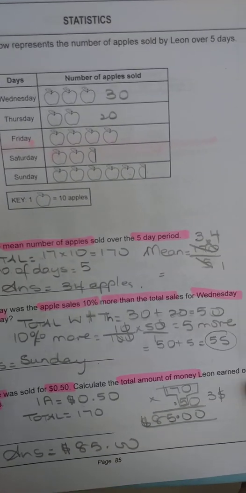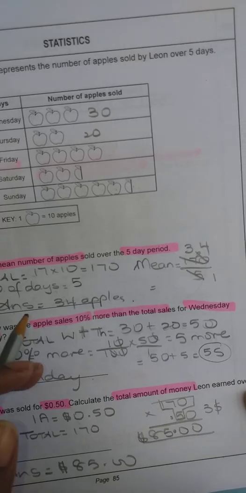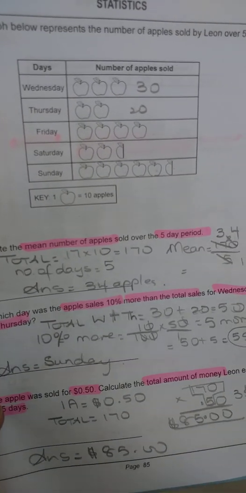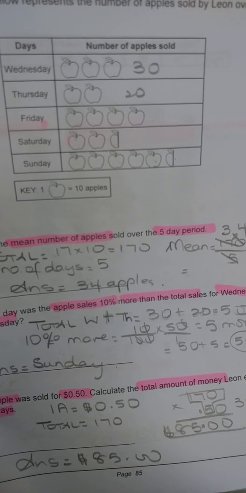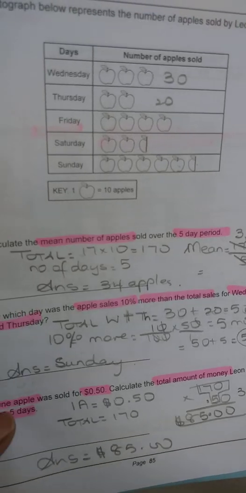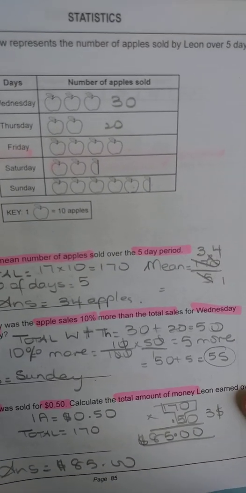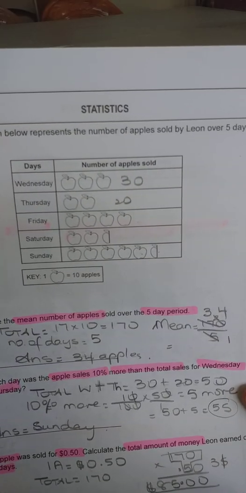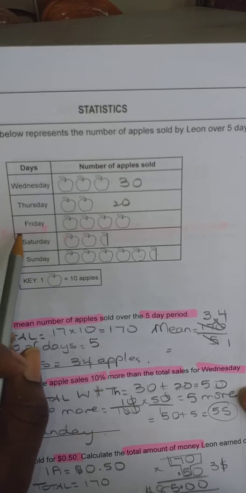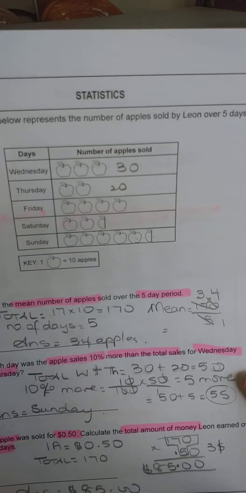On which day were the apple sales 10% more than the total sales for Wednesday and Thursday? So we want to find which day apples were sold 10% more than the total of Wednesday and Thursday. We need to find the total of Wednesday and Thursday. Wednesday is 30 and Thursday is 20. So in total, that's 50.